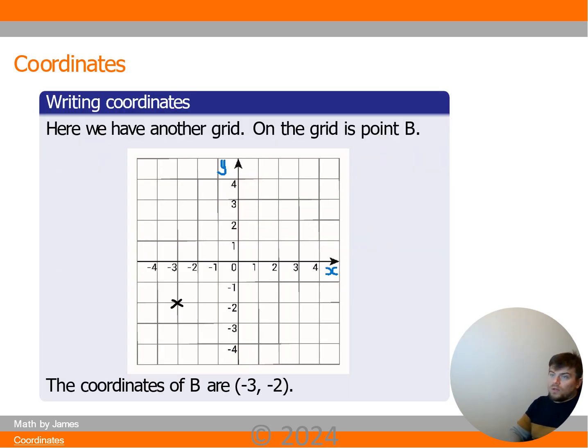So here we've got the coordinates of B are -3 and -2. Because here we've got B, so we've got -3 on the x-axis, -2 on the y-axis. We do encourage you to have a go at this on the quiz as practice, getting the order correct. So let's have a look at these.